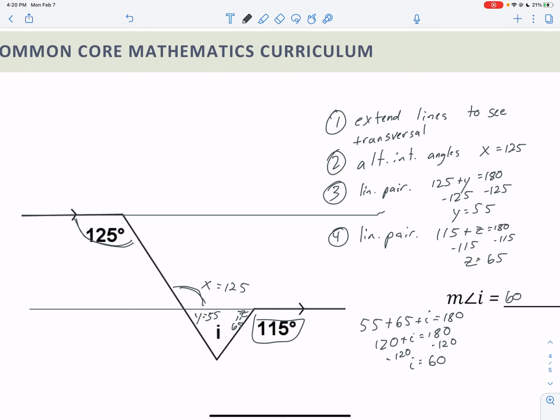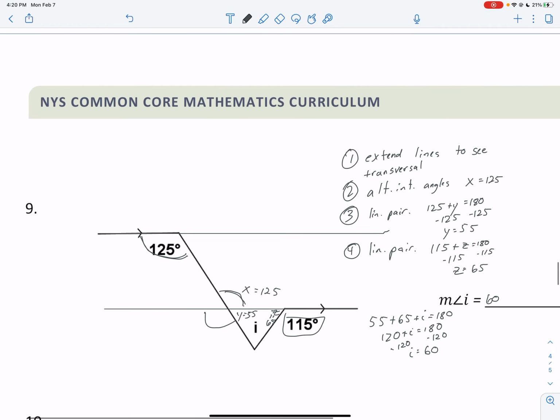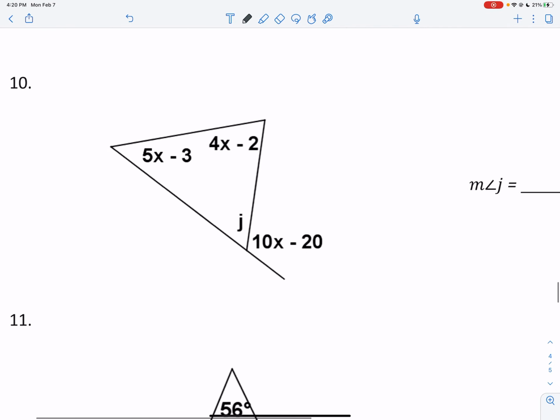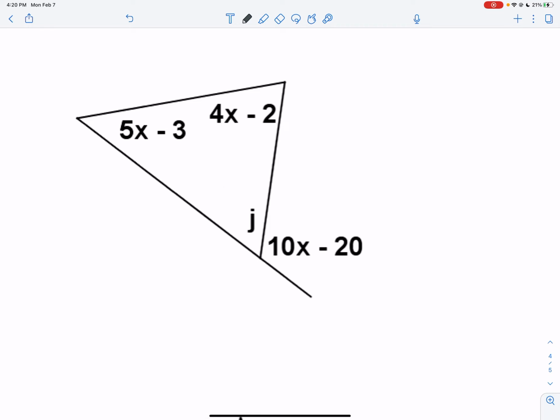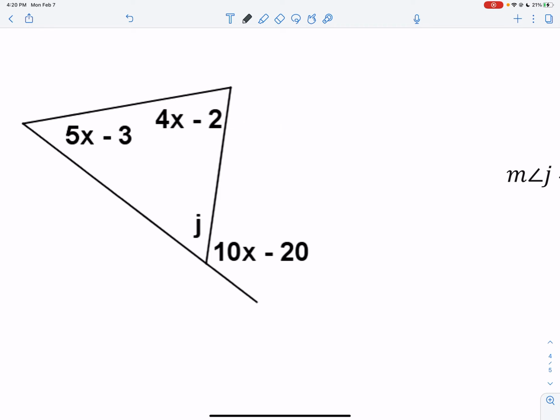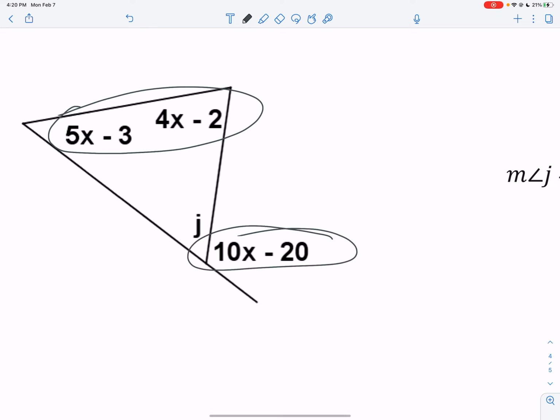You could have used corresponding angles right here to just straight up do the linear pair for that one. So many ways. This one's pretty easy, except it's got variables, and that throws y'all off a lot. So one thing that you can do is you can say, all right, well, this right here is a linear pair. Or you can use these two angles and the fact that they're remote interior with that one.